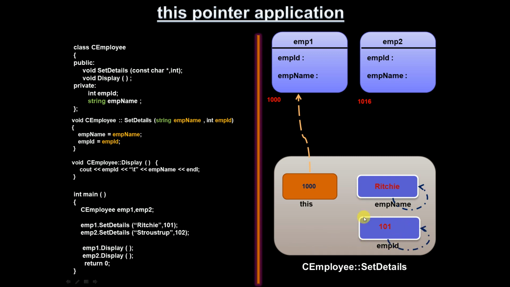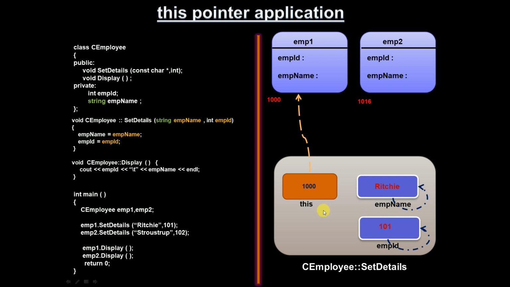Because always priority will be given to the local variables. So same emp name will be overridden with Richie, and same emp ID is overridden with 101. But actually where do we have to copy it? This emp name we have to copy to wherever this pointer is pointing, and this emp ID, that is 101, we have to copy to employee one's employee ID, means where this pointer is pointing. But it is not happening because it is copying locally.